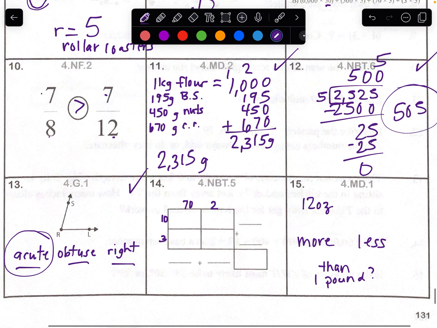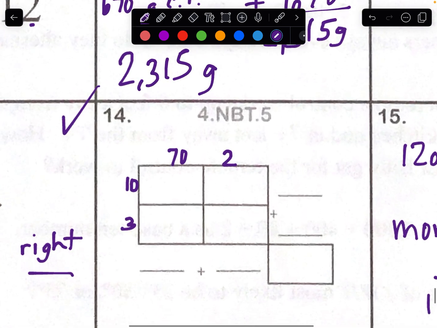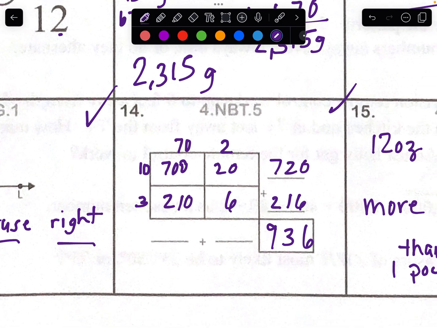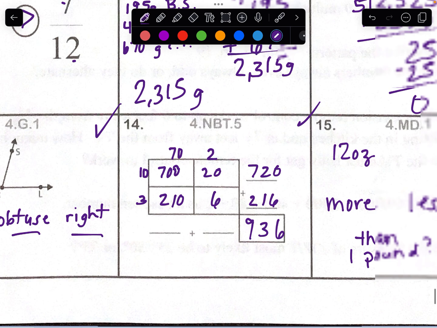14, matrix model. To find the product, we have 700, 20, 210, and 6. I like to go across. You can do across or up and down for your addition. 936 is the product.